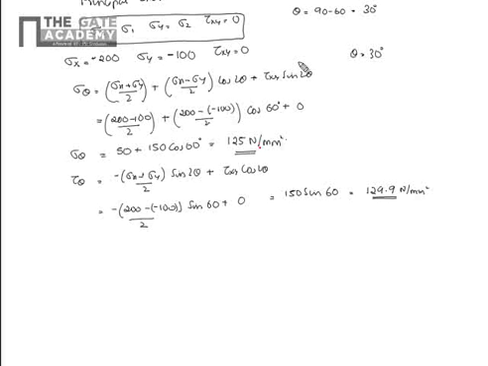So here, if we are given the principal stresses as 200 and minus 100, what will be the maximum shear stress? Maximum shear stress will be sigma 1 minus sigma 2 by 2. That's equal to 200 minus of minus 100 by 2, which is nothing but 150 Newton per mm square.